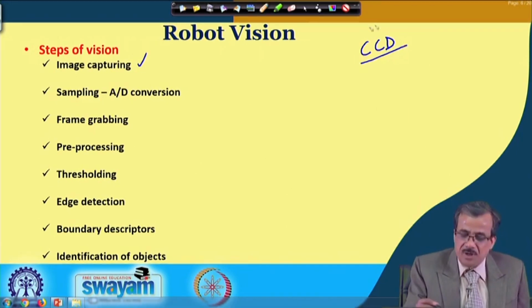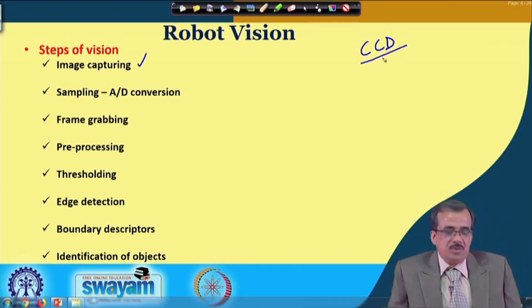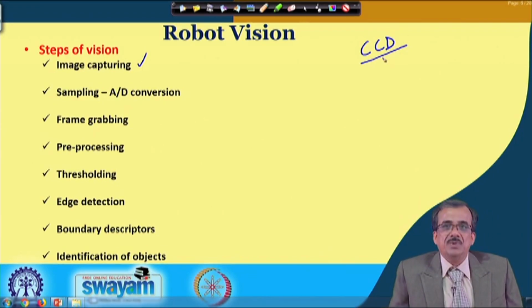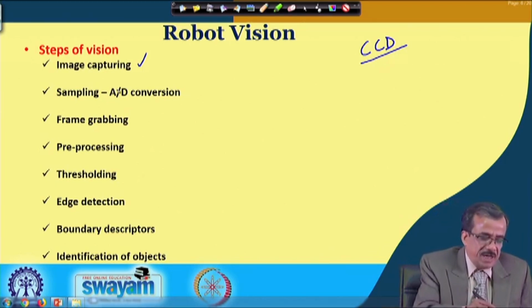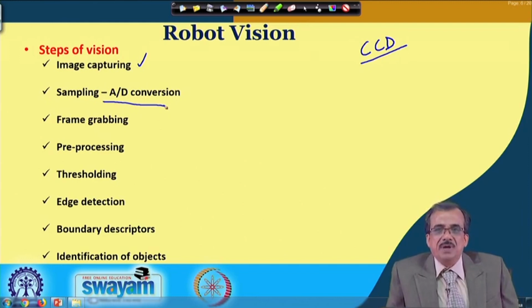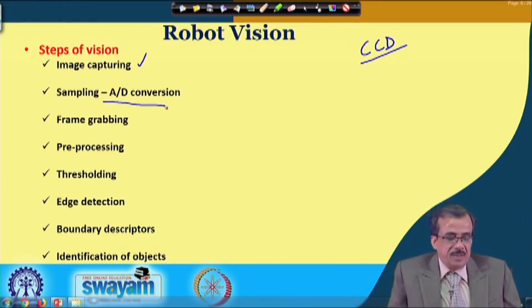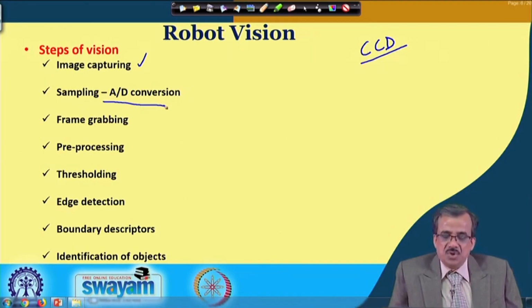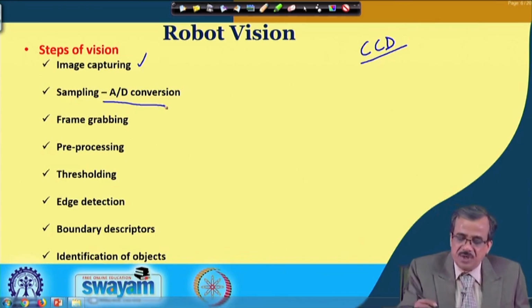Now, once you have got this image collected with the help of the camera, then we go for some sort of analog to digital conversion, because ultimately we will have to write a computer program, and the computer does not know anything of this statement. So, you will have to use some numbers. So, what we do is based on the collected information with the help of the camera.